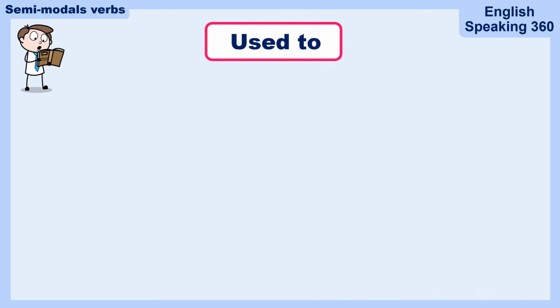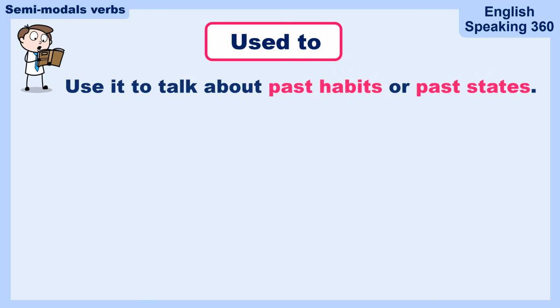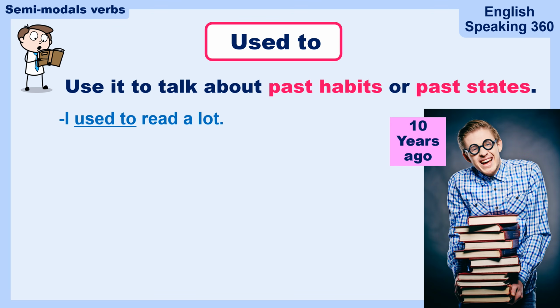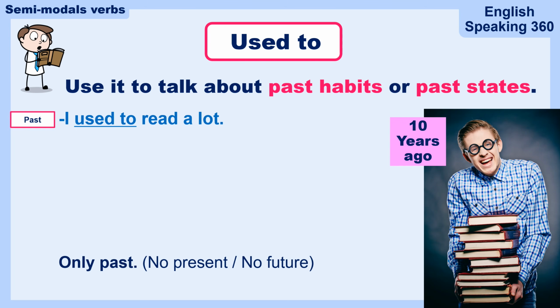Used to. Now this one is super important. Use it to talk about past habits or past states. For example, 10 years ago, I used to read a lot. I used to read a lot. Now that is past here. There is only the past tense for used to. There is no present and there is no future.